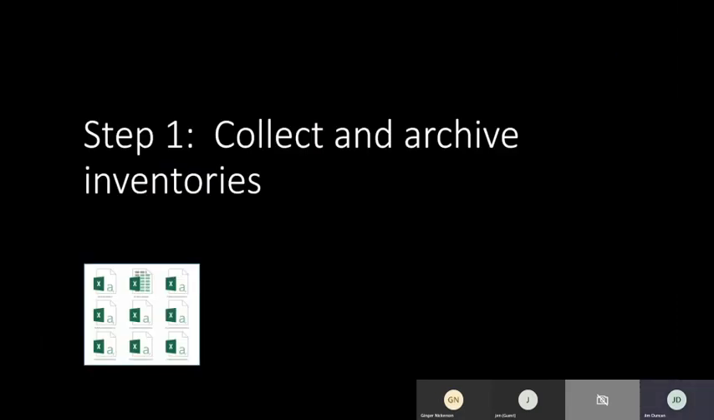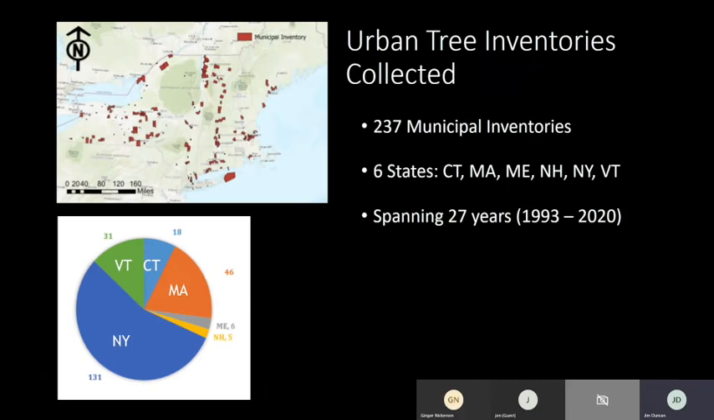First up was collect and archive inventories. This is really a people problem usually. We were lucky in that there was a group out of North Carolina who had done a large region-wide look at a bunch of urban inventory data for some kind of modeling to try and extrapolate what we know about some urban areas to other urban areas based on site characteristics. So they had already done a lot of work to identify who was holding municipal tree inventory data and how we could get access to it.